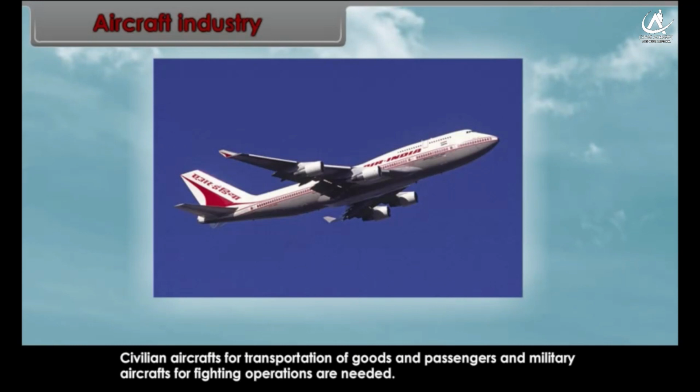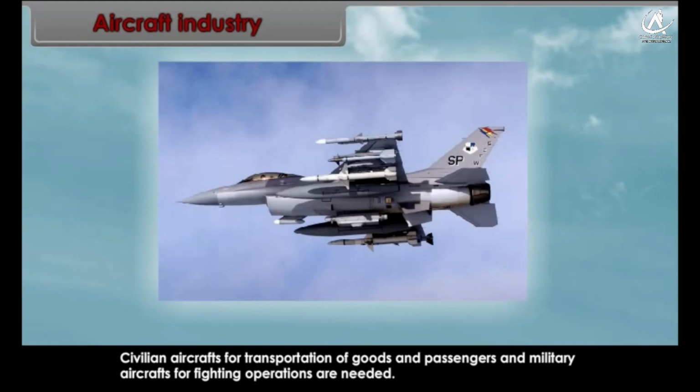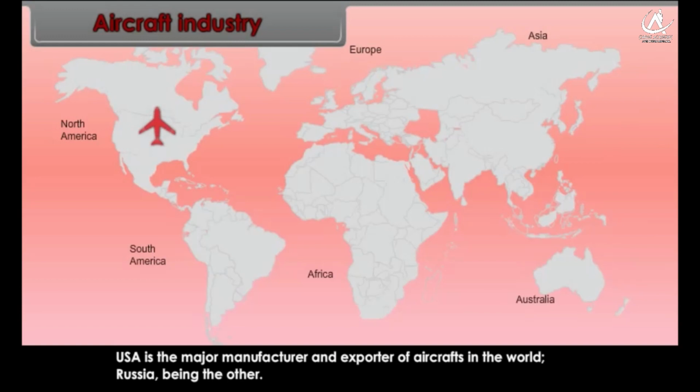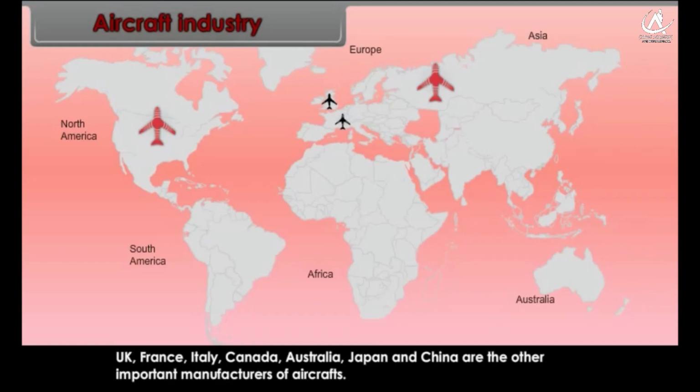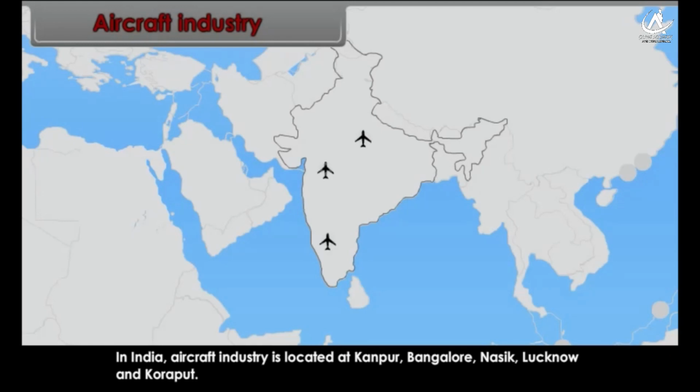Civilian aircraft for transportation of goods and passengers and military aircraft for fighting operations are needed. USA is the major manufacturer and exporter of aircraft in the world, Russia being the other. UK, France, Italy, Canada, Australia, Japan and China are the other important manufacturers of aircraft. In India, the aircraft industry is located at Kanpur, Bangalore, Nashik, Lucknow and Koraput.